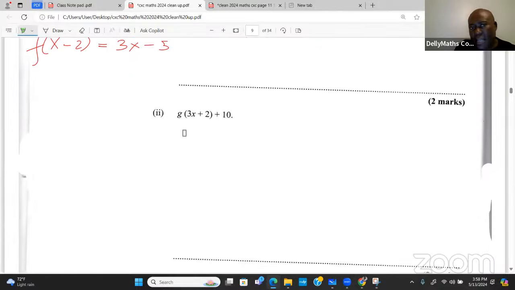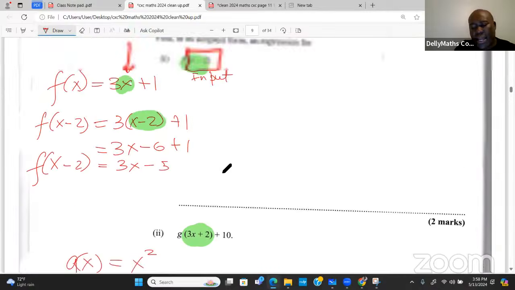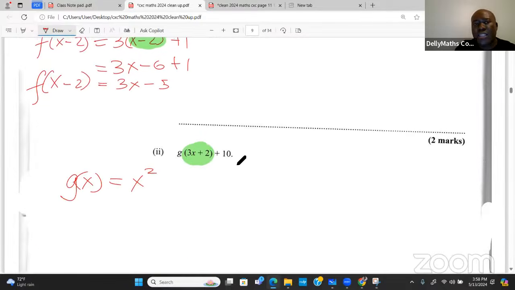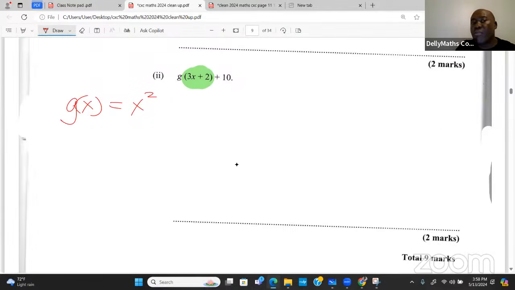Now for this question, it's a little bit tricky. This is your input right there. Your input is just the part in the parentheses, in the bracket. So the g function says that g of x is equal to x squared. Let me make sure that's what I have here. g of x is equal to x squared. It doesn't mean I'm going to square everything, because I can only input things where the x is. So I'm going to evaluate g of 3x plus 2. Then I'm going to add 10 to the whole thing.